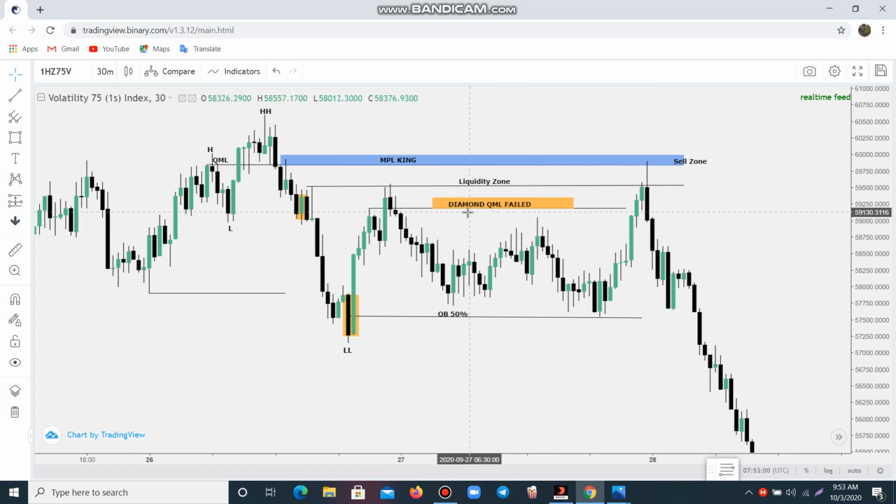Already this is what we call a diamond QML failed, because it failed to sell from this area, because we're expecting a big sell to come down. But at the end of the day, if you realize, we've got a strong QML, the one that is on top, with the maximum pain level, the king, the one that is on top. And most people that are using blocks and other stuff, they'll say they're waiting for market to come and test this level so that they can start selling. But check what happened, where market starts selling. Market sells from here before even getting to 50% of this block. Then market drops crazy, you know.